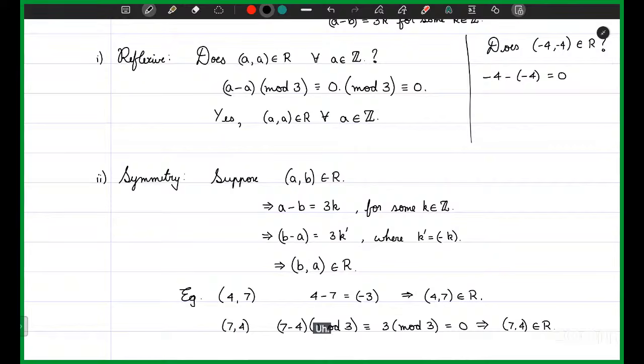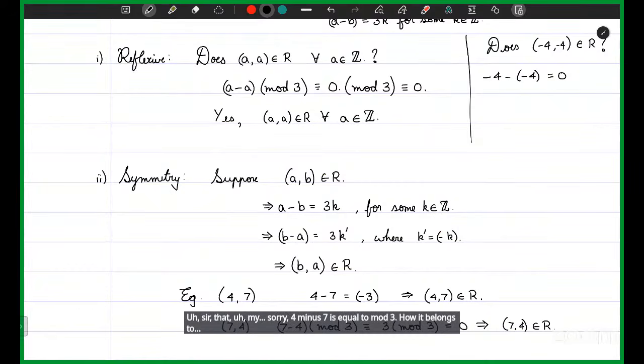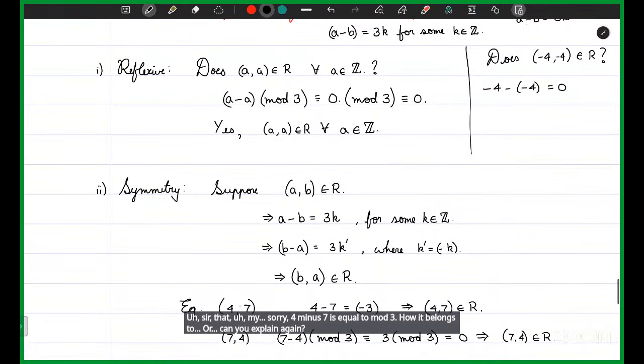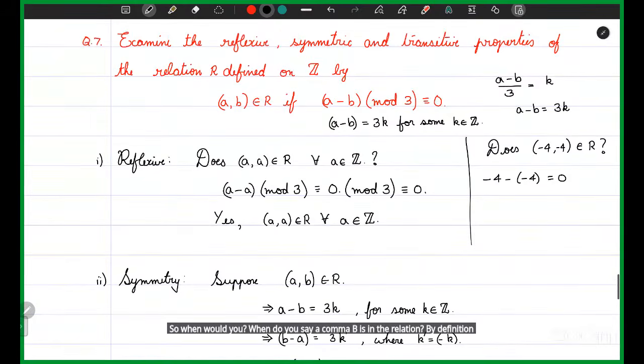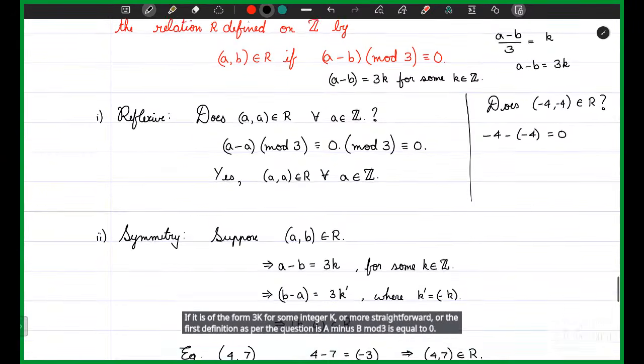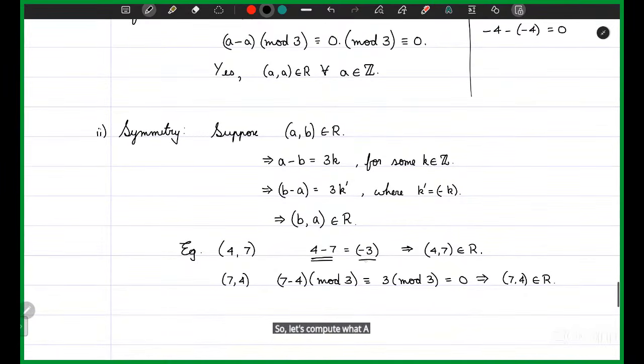Sir, how does 4 minus 7 belong to R? Can you explain again? So when do you say A comma B is in the relation? By definition, if it is of the form 3k for some integer k, or the first definition as per the question is A minus B mod 3 is equal to 0. So let's compute what A minus B is. And we found that that is minus 3. So minus 3 mod 3 is 0.